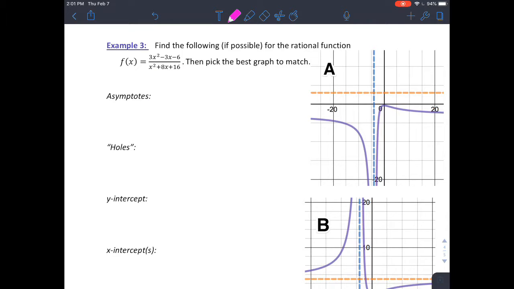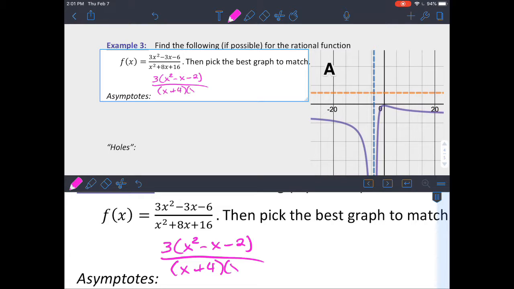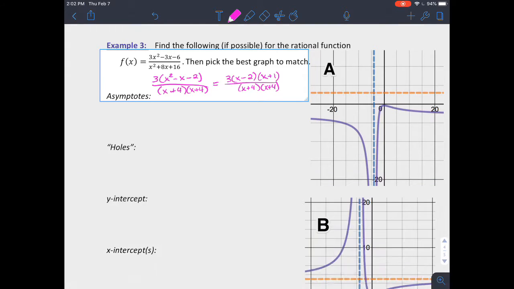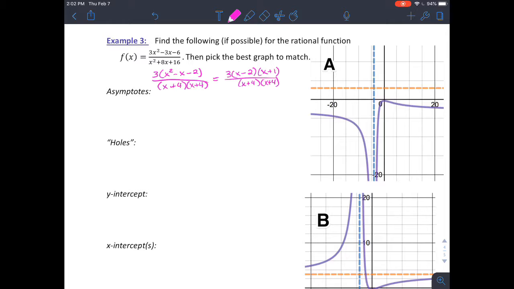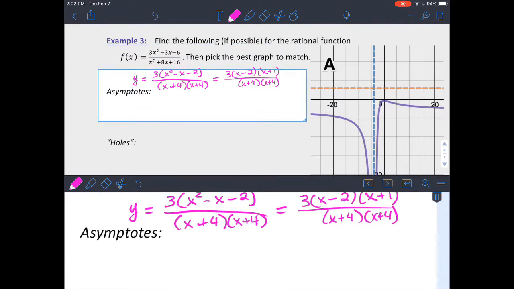Getting a little more complicated in the equation of our rational function here. I'm actually going to do some simplifying to start with because it looks like I could factor and potentially simplify, or at least it'll make it easier to figure out your vertical asymptotes. So the numerator factors into 3 times x minus 2 and x plus 1, and then the denominator's 2 factors of x plus 4. Since we factored the denominator, we can tell that our vertical asymptote's going to happen at the vertical line x equals -4.